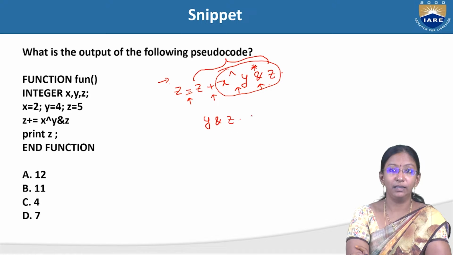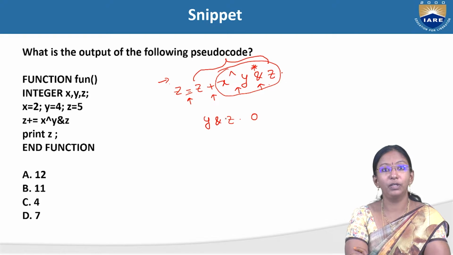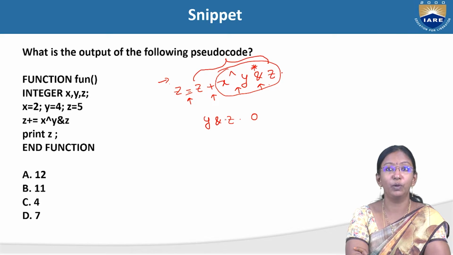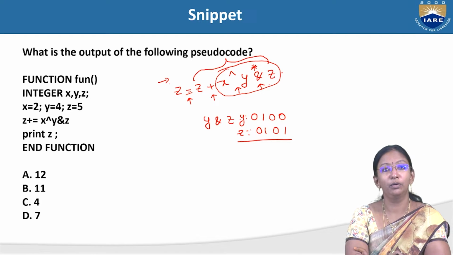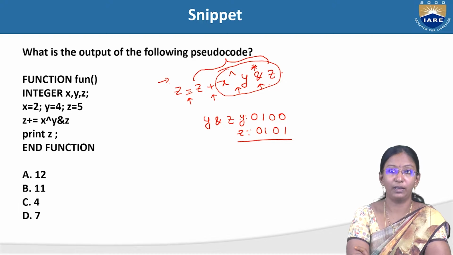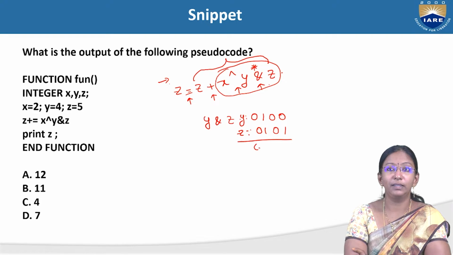The value of y is 4. As I'm saying they are bitwise operators, you have to convert the given decimal value into bits. So it is 0, 1, 0, 0, which is the value of y. Coming to the value of z, which is 5, so 0, 1, 0, 1. Right? Bitwise and tells that the result will be true or 1 if both the conditions are true or 1. So that clearly tells that 0, 1, 0, 0 is the answer.